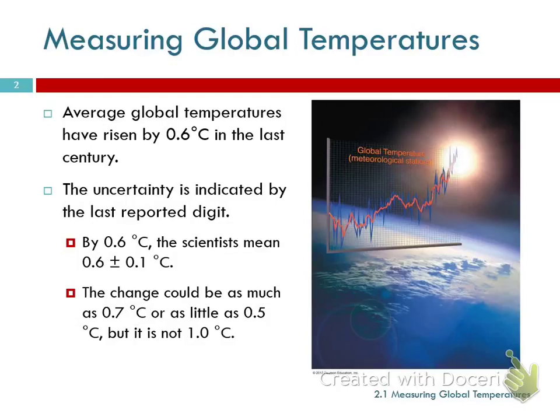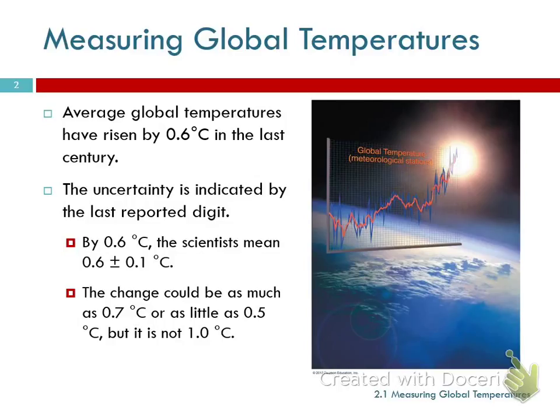If we measure average global temperatures, they have risen by 0.6 degrees Celsius in the last century, in the last 100 years. This graph here, we see that it's going up and down, but overall there's a trend. And depending on how you show the graph, that can look pretty ominous. Oh man, it's going up, it's going way up. Yeah, well, the average has gone up less than 1 degree.